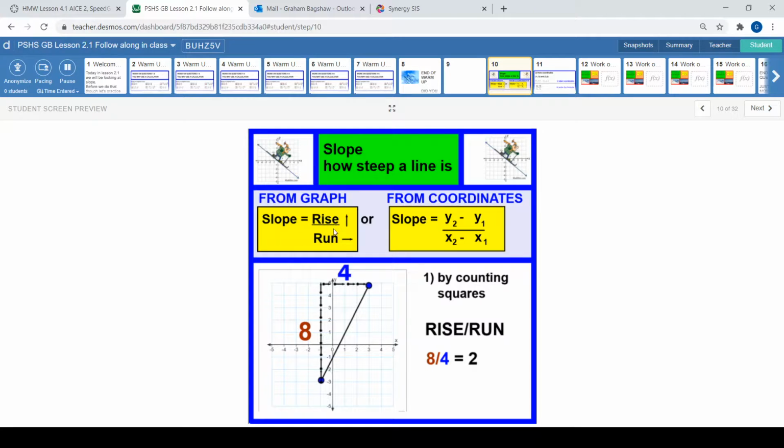So for slope, it's rise over run. Rise means how much you go up. Run might not be obvious, but it's to the right. Notice it begins with an R as well, so you can use that to figure it out.